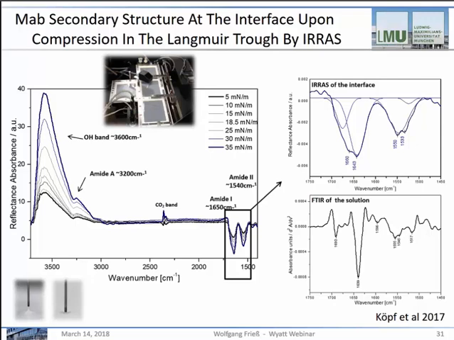When we compress it, we can get even more refined signals. So we move the barriers of the Langmuir trough. You really see that there's a film formation at the interface, and you can appreciate that in the pictures in the left bottom corner. We evaluated the IR spectra, and they're very similar to what we see in solution, and we cannot really tell whether the protein is unfolded or not.